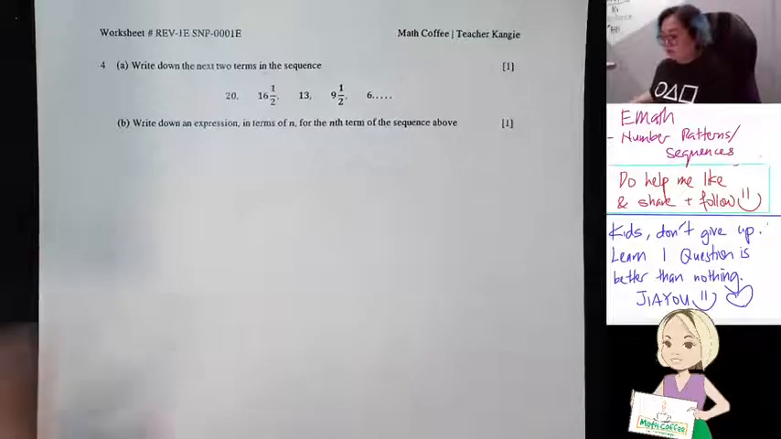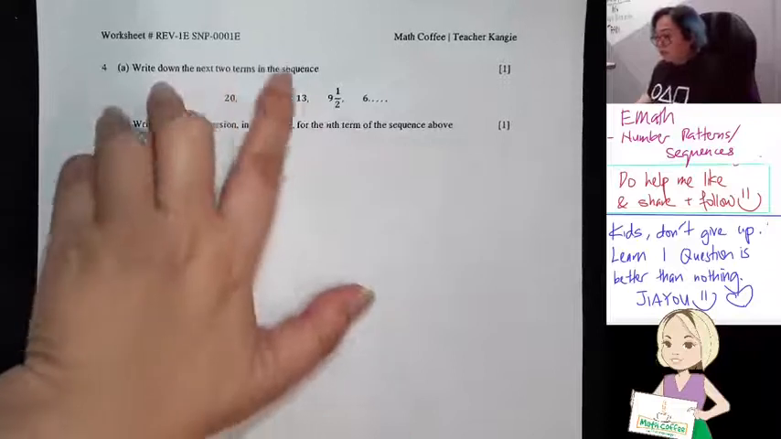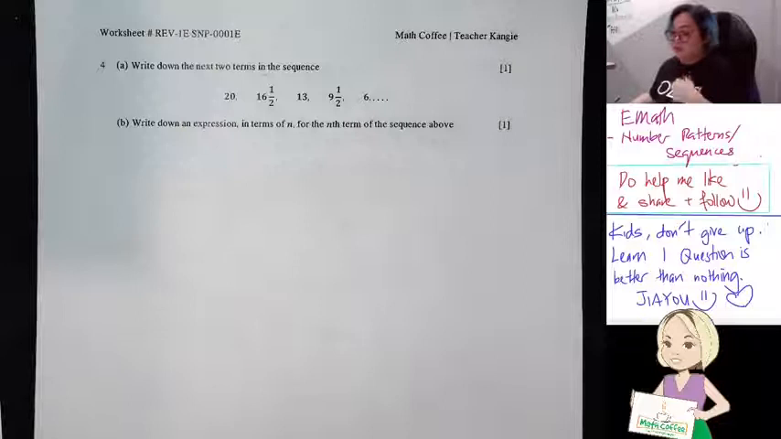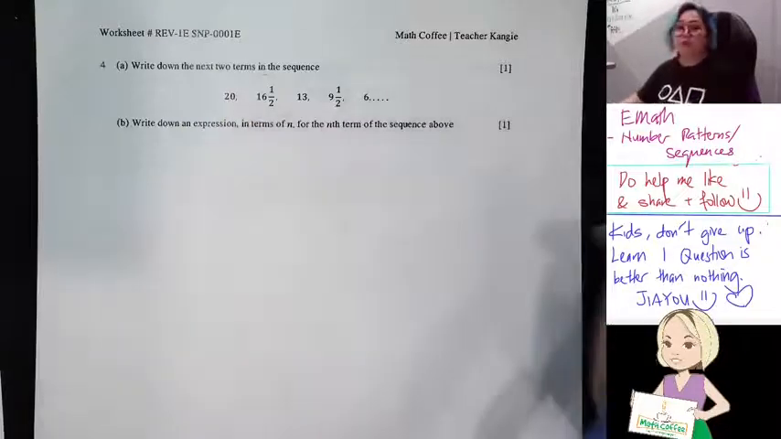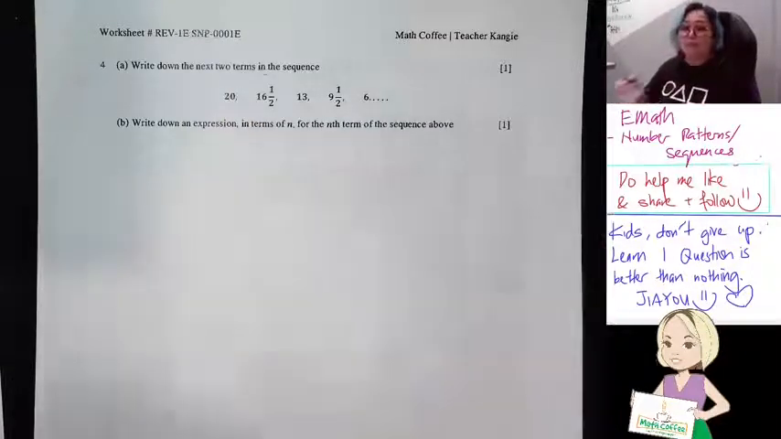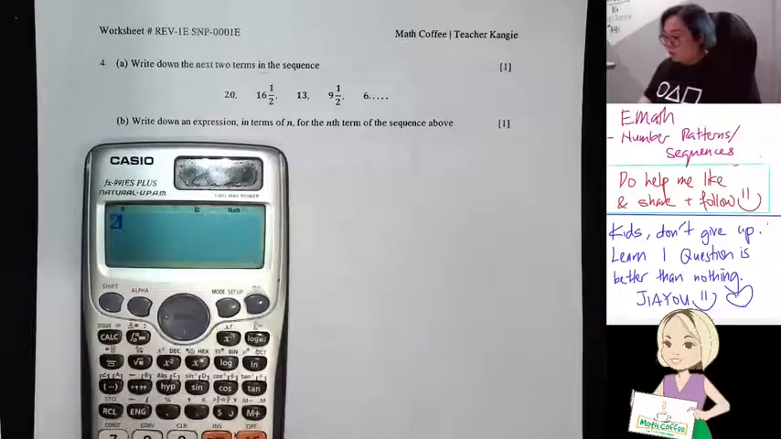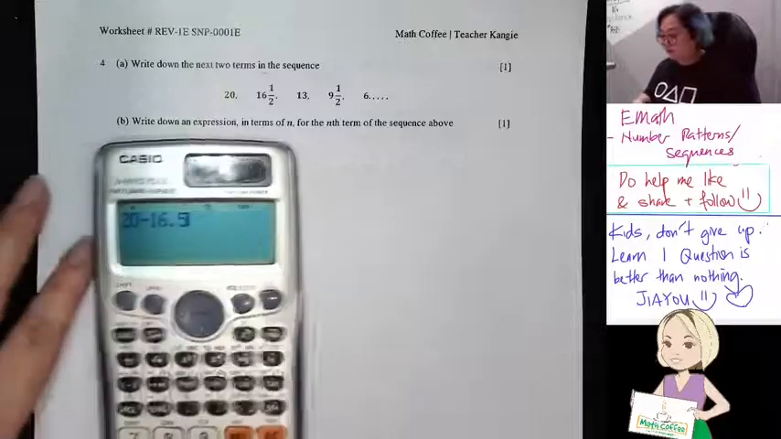Okay, fraction. They say write down the next 2 terms in the sequence. Then you will wonder, how? Okay, let's see. I can see that it is reducing. So we see whether it is subtracting a fixed number. So what I'm going to do is I'm going to take 20 minus 16.5. Okay, half usually I just key in 0.5, easier than just key half.